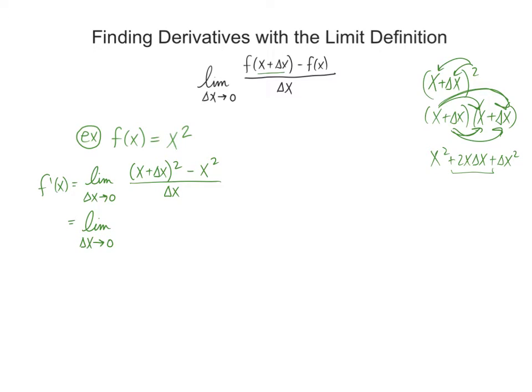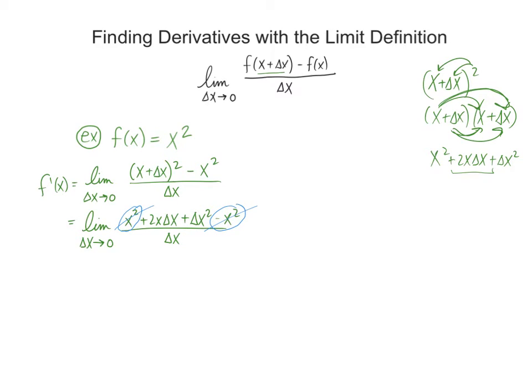My first thing in this big fraction is x squared plus 2x delta x plus delta x squared. So all I did was simplify the parentheses. Now comes minus x squared, and delta x is on the bottom. So here's what should happen. What you should notice is anything without a delta x in it at this point should cancel. See this x squared right here, this negative x squared right here? Those are going to cancel each other out.